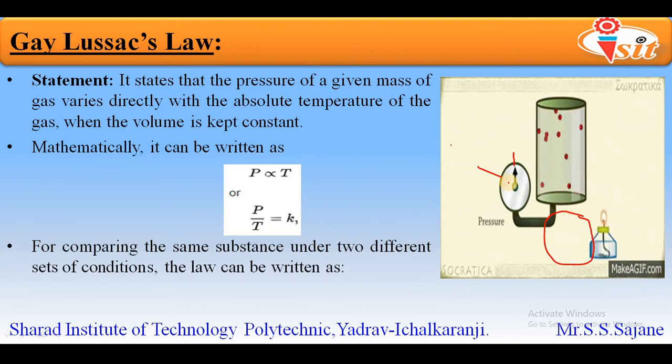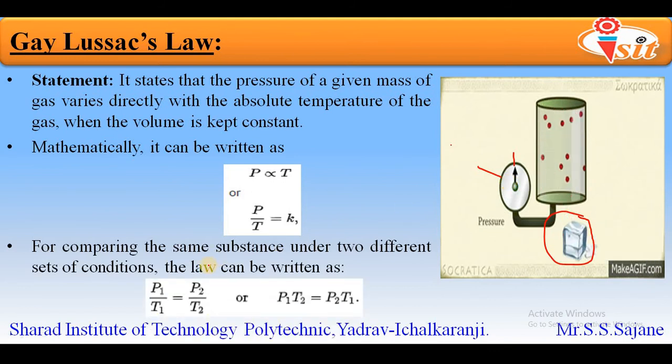So from this experimentation we can understand that if the temperature of a given mass of gas is increased, then there will be an increase in pressure. For comparing the same substance under two different sets of conditions, we can write Gay-Lussac's law as follows. The ratio of P1 to T1 is equal to P2 by T2, or we can rearrange the same formula and write it as the product of pressure and temperature, that is P1 into T2 is equal to P2 into T1. So this was about Gay-Lussac's law.